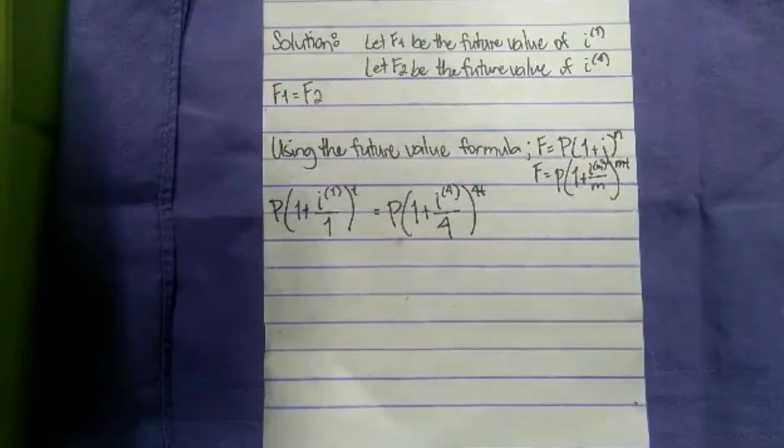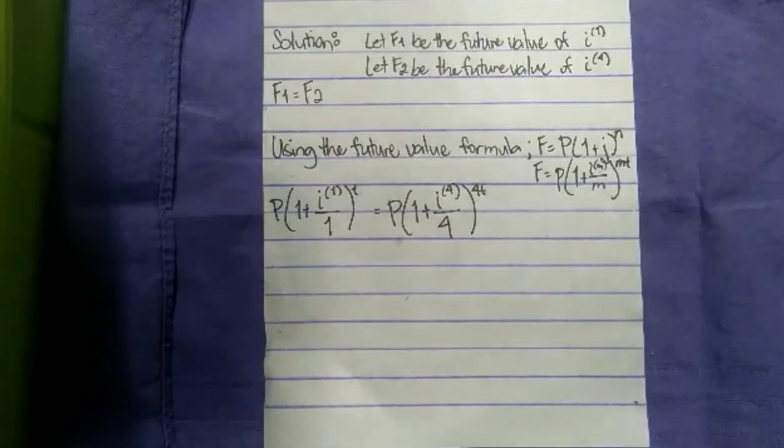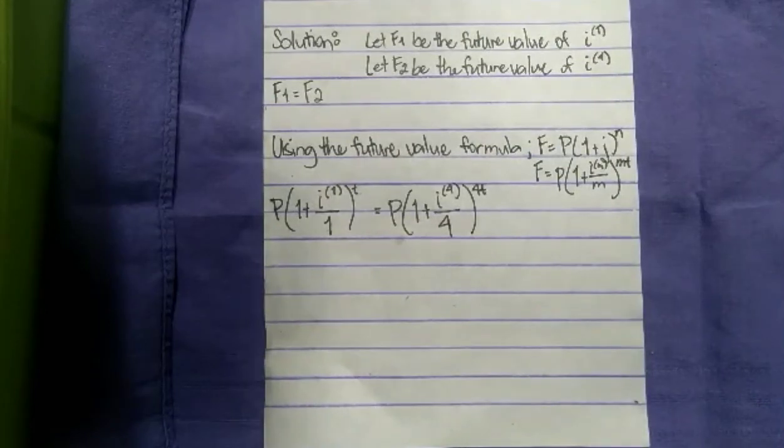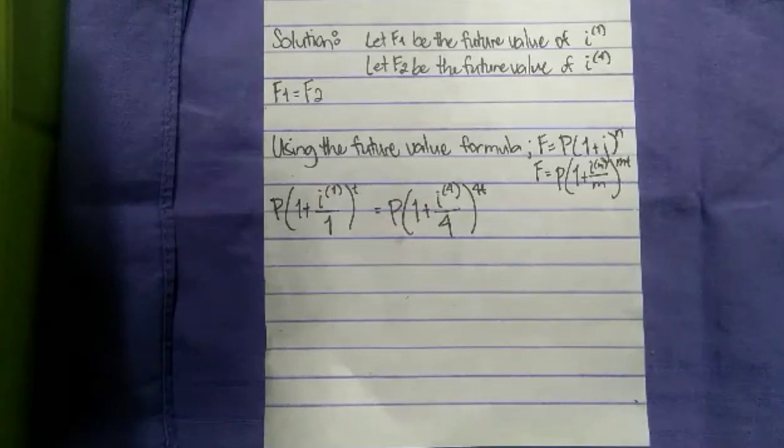So here's the solution for that problem. Let F sub 1 be the future value of the effective rate, and let F sub 2 be the future value of the nominal rate. By using the concept of equivalent rates, we can say that F sub 1 equals F sub 2. And then by using the future value formula, F equals P times the quantity of 1 plus the nominal rate or the effective rate over the conversion period, which is then raised to the power of the conversion period times time or term.